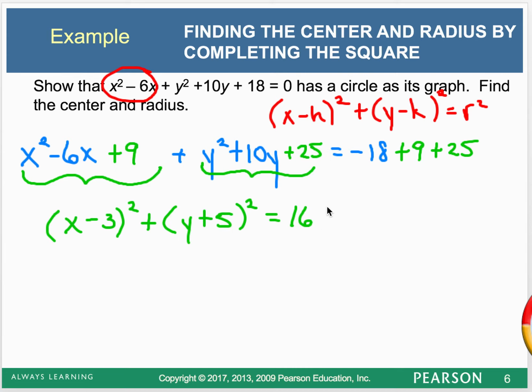So there is the center-radius form of that circle. And now I know that the center of that circle is at (3, -5), and it has a radius of 4. So I could also easily graph that if I needed to, right? I just come over here, I find the point (3, -5), and then I go 4 units in each direction.